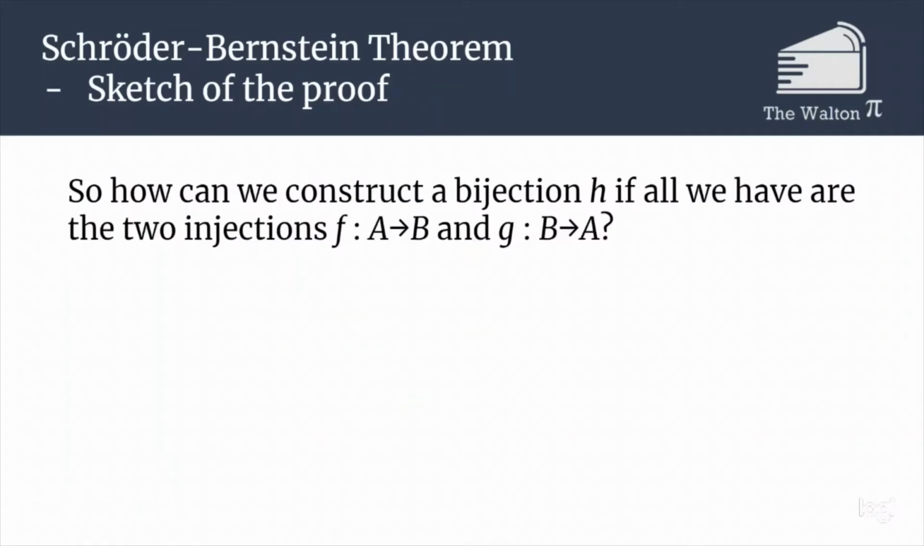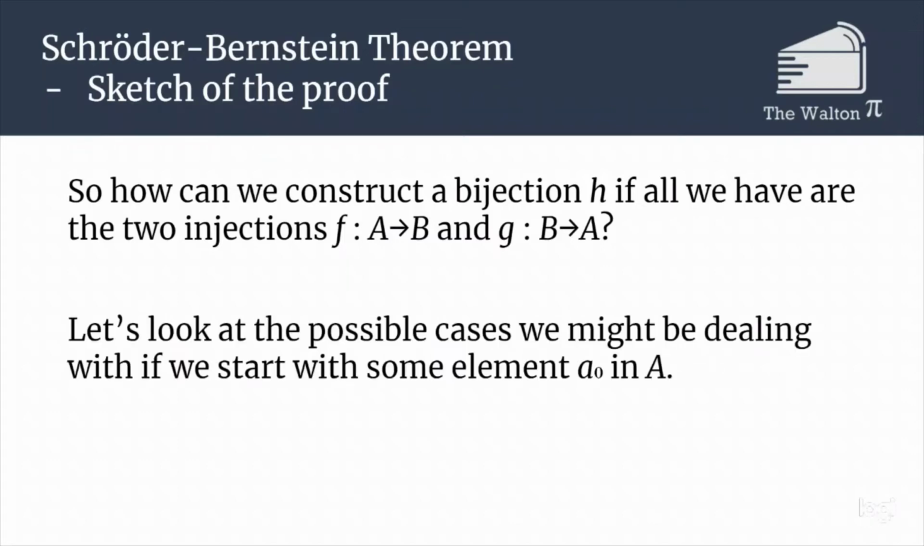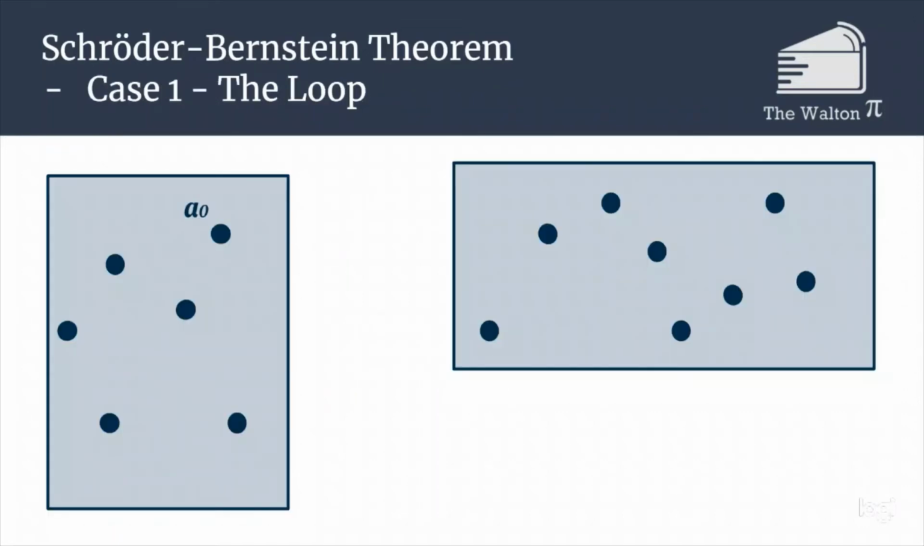So if we only have the two injections, f from A to B and g from B to A, how might we be able to go about constructing a bijection h? Well, let's look at the different cases that we might deal with if we start with an element in A. So let's say we start with this element a0 in our set A, which is on the left, and B is going to be our set on the right.